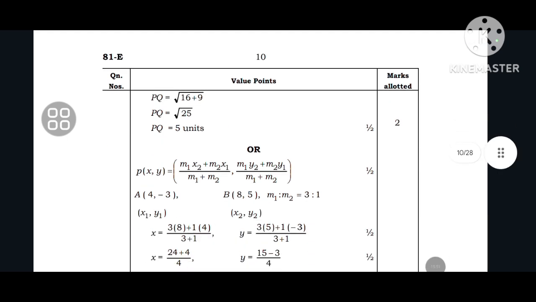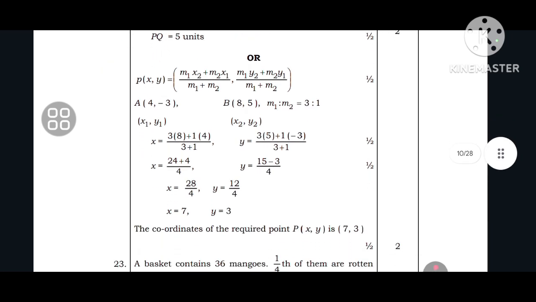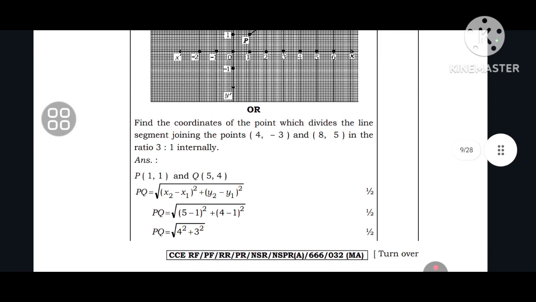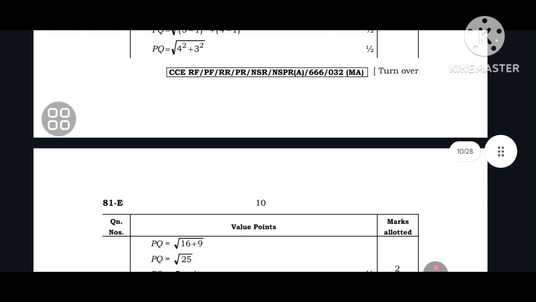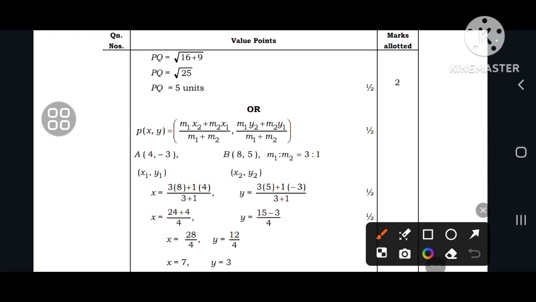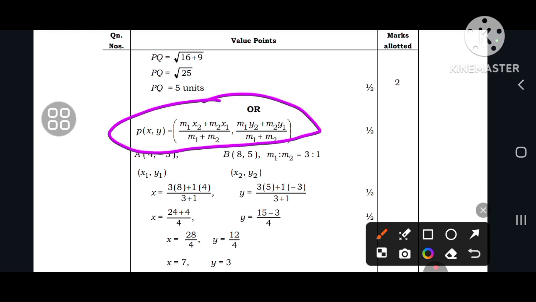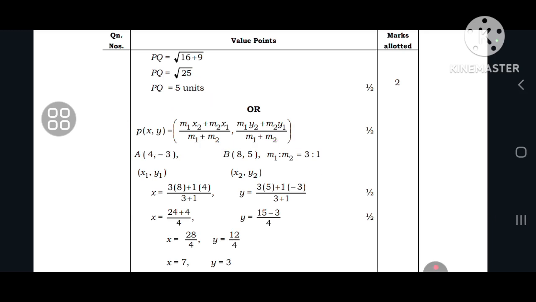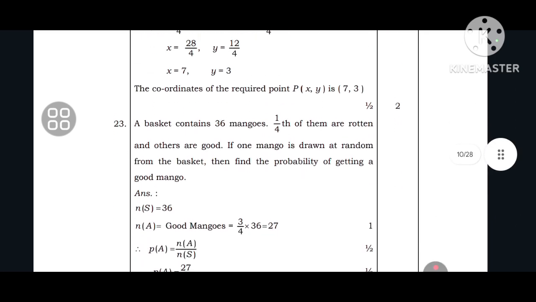And for the OR question, they have solved it from the OR question below. This question is above here: find the coordinates of the point which divides the line segment joining 4 comma 3 in the ratio 3:1 externally. First take the formula. After taking the formula, you can solve here. See, this is the formula, with the line segment m is to 1, and in the ratio they have taken 3:1. As you can solve, I will just scroll the question paper.